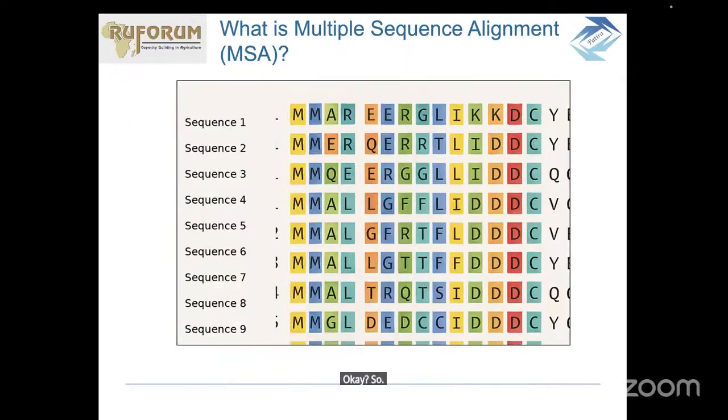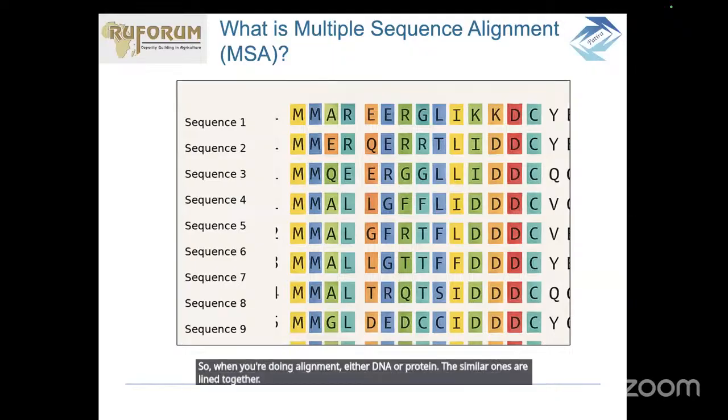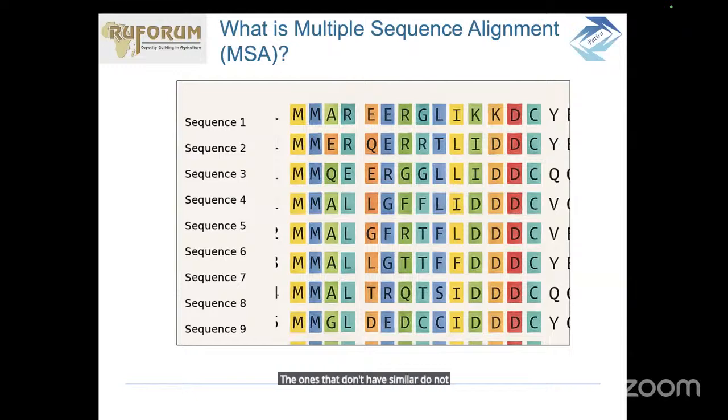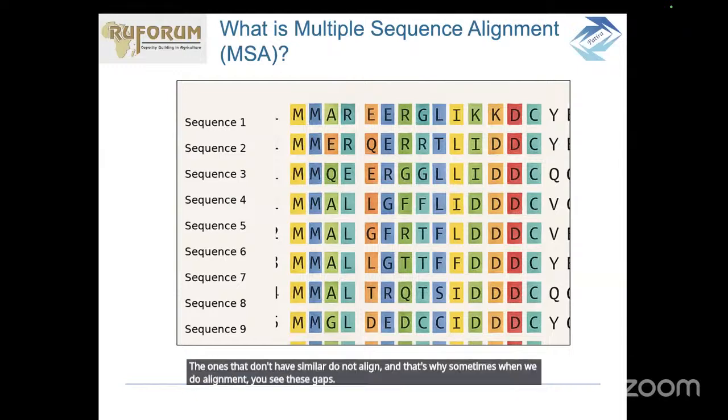So if you line up your sequences, this is an example, just a cartoon. You're going to find sometimes those sequences that are aligned, all of them can have the same amino acids, or sometimes others have different amino acids with different colors. So when you're doing alignment, either DNA or proteins, the similar ones align together. The ones that are not similar do not align. And that's why sometimes when you do alignment, you see these gaps. Okay?